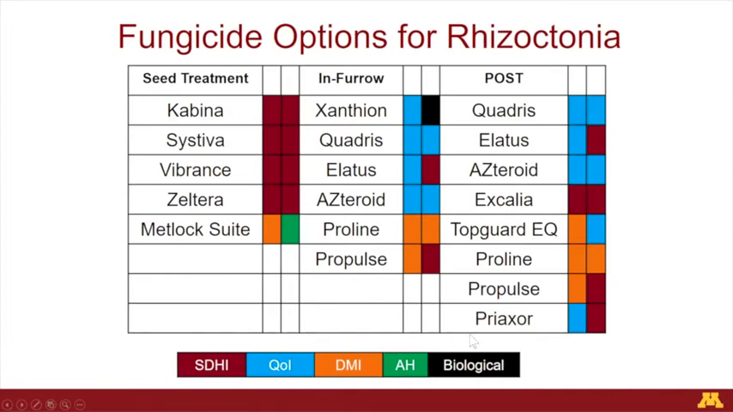And this is the chart I put together. Basically, these are different options that you have for seed treatment right now in the market. I did not list the combinations here because that will be repetitive. And the in-furrow and then the post fungicides. I did some color coding for this: SDHIs, QOIs, a biological here, and some of these are DMIs. The only difference here is the Methlosweet, the Rhizalex component, that's an aromatic hydrocarbon, AH.